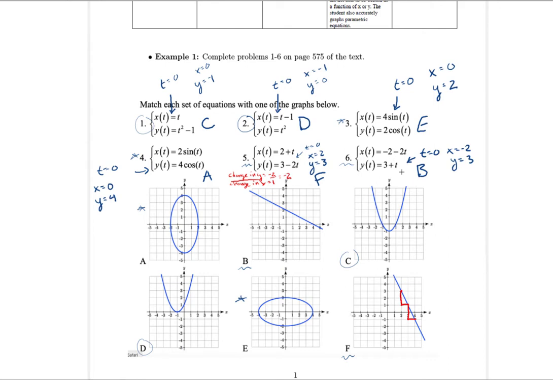And the same thing here, I can see that the change in y is equal to 1. Change in x is -2. So that's a slope of -1/2. So down 1 over 2. Down 1 over 2. So that's another way that we could tell which graphs 5 and 6 go with.